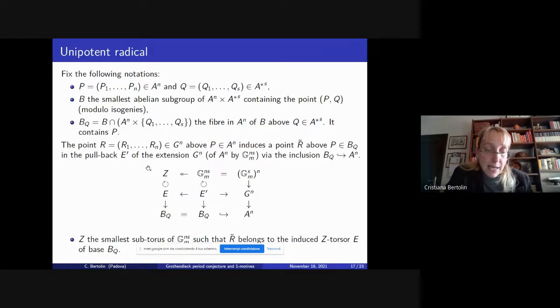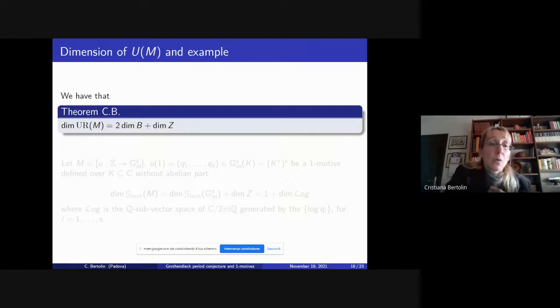And then we denote Z the smallest subgroup of the torus GmNS which contains all the data that you need to define R tilde, such that R tilde belongs to the torsor E over BQ with fiber Z. In some sense, you choose all the fiber that you need in order to get R tilde. This last part is quite technical, and it involves Weil pairing. It's not so easy. But in some sense, you take the smallest torsor containing all the data that you need in order to construct R. These are the ideas.